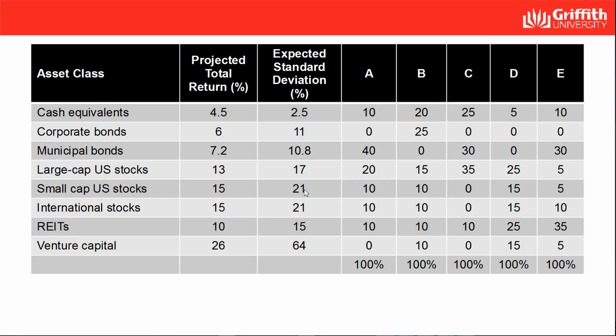And over here we have 5 portfolios, theoretical portfolios of the asset allocation mixes. So portfolio A, for example, allocates 10% to cash equivalents, 0% to corporate bonds, 40% to municipal bonds, 20% to large cap stocks, 10% to small cap stocks, 10% to international stocks, 10% to real estate investment trusts, and 0% to venture capital, and they all total to 100%.